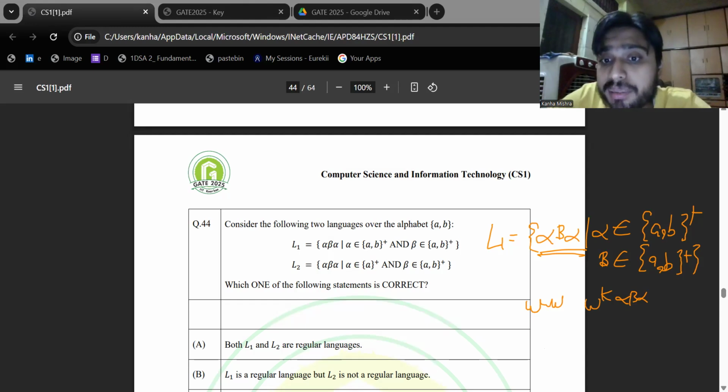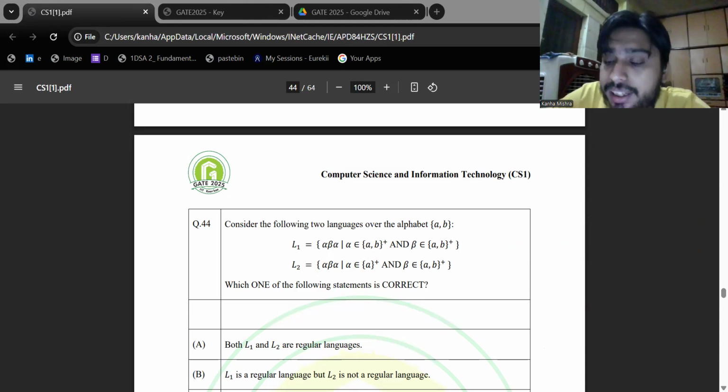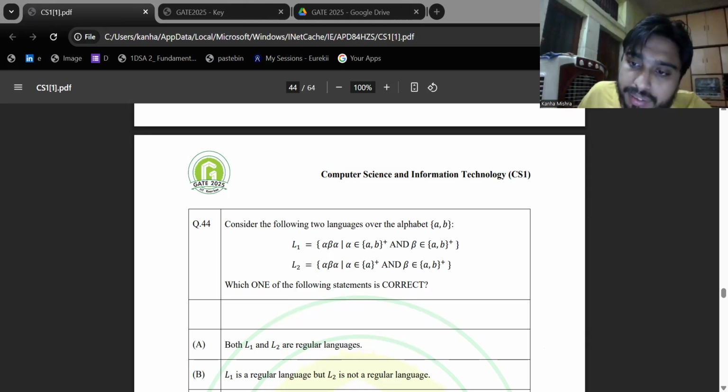Finite automata cannot remember an arbitrary string alpha and ensure it is repeated later. That has been told. This is similar to the language ww, which is not regular. So L1 is not regular.